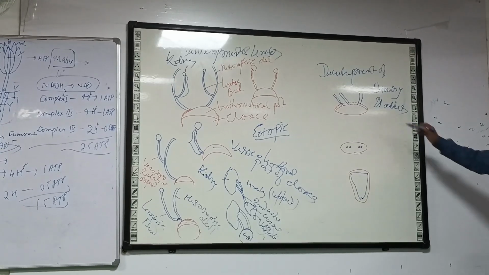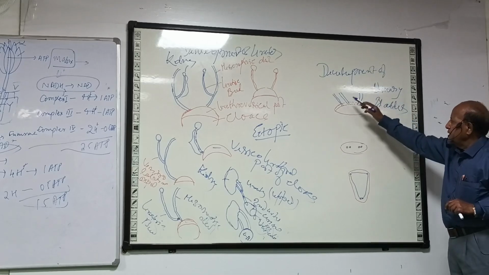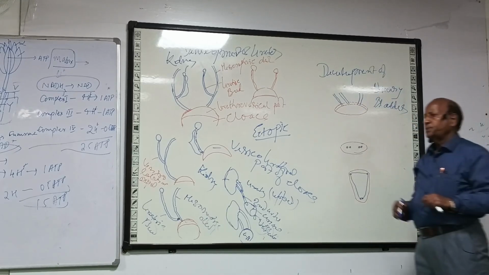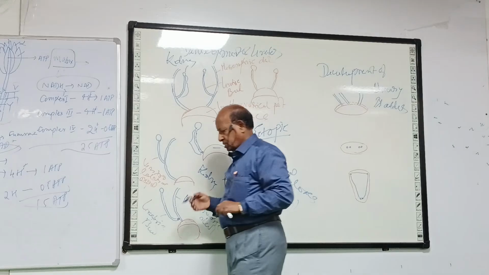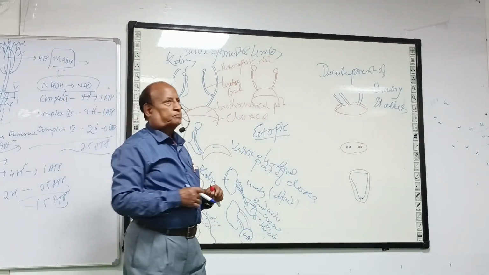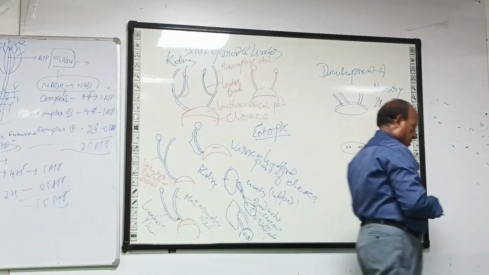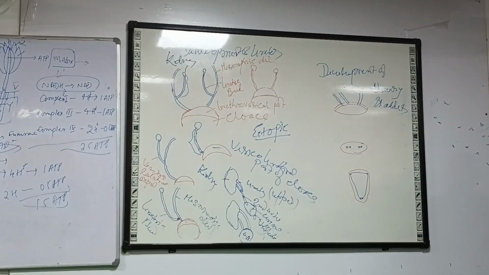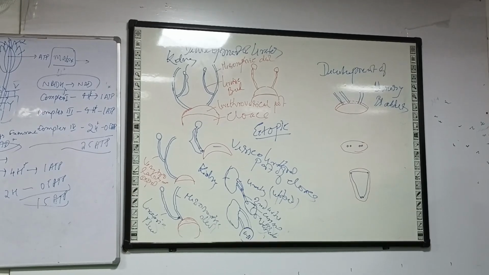Then comes the development of the urinary bladder. Now we will see that the urinary bladder has two parts. One is the trigone of the bladder, and the other is the normal part of the urinary bladder. So there are two concepts. The trigone of the bladder is mesodermal in origin.